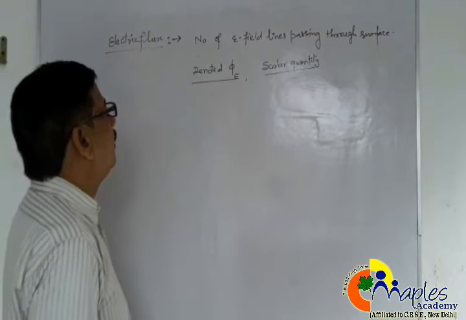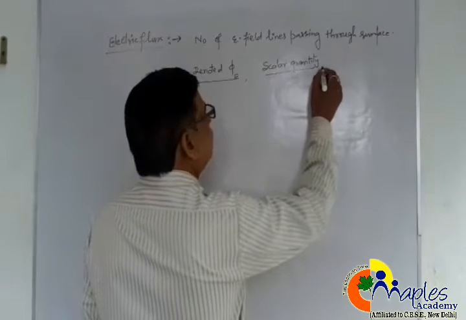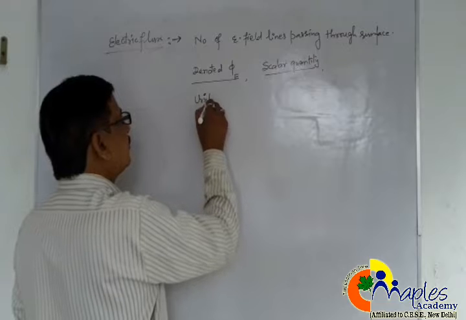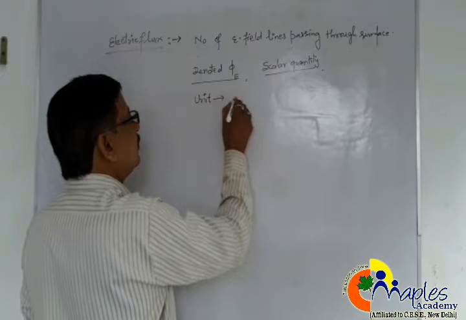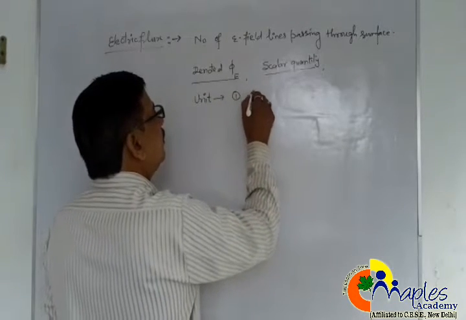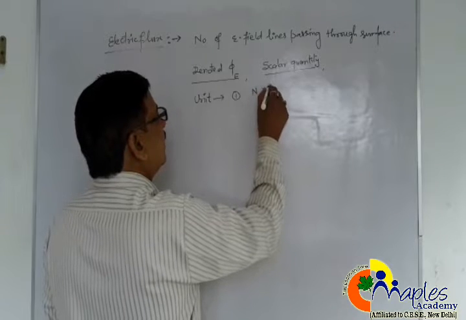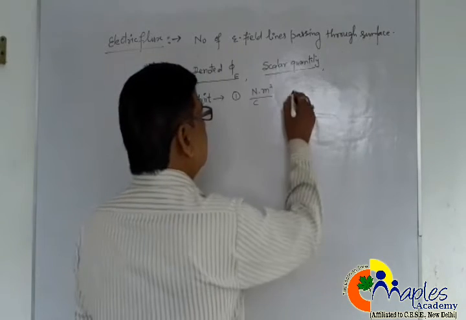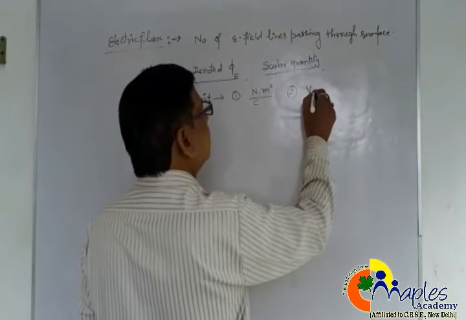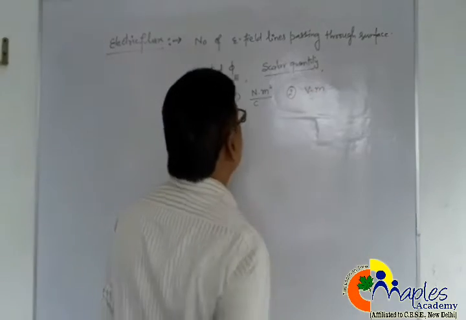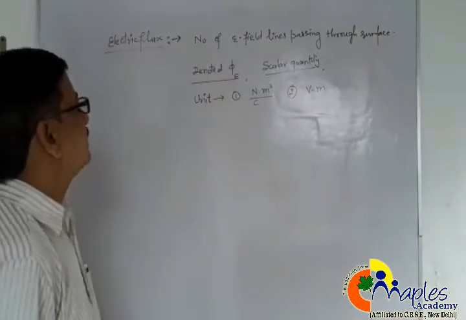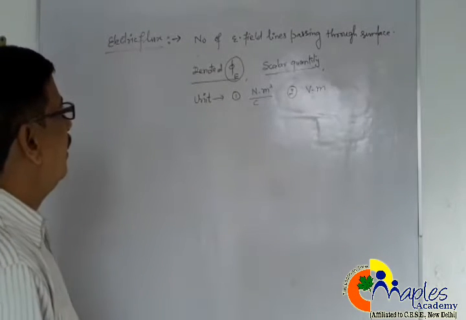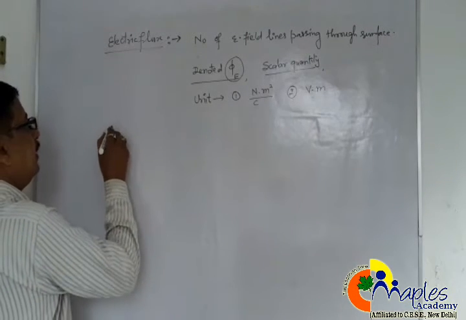Now its unit is Newton meter square per coulomb. Another is volt meter. These are two units of electric flux, and it is denoted by phi E. Now, definition.